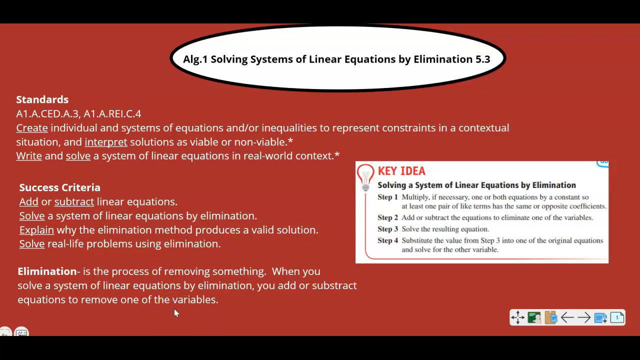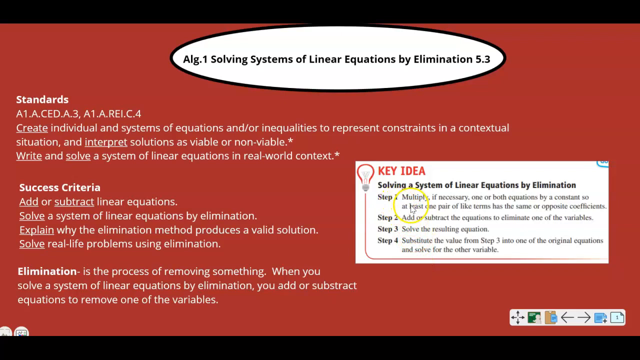All right, so what is elimination? Elimination is the process of removing something. When you solve a system of linear equations by elimination, you add or subtract equations to remove one of the variables. Why? If you remove one of the variables, then you can solve for the other one. Hence, you can solve the system of equations.